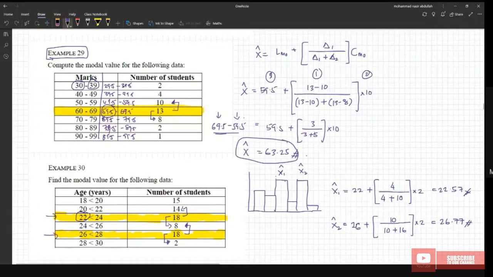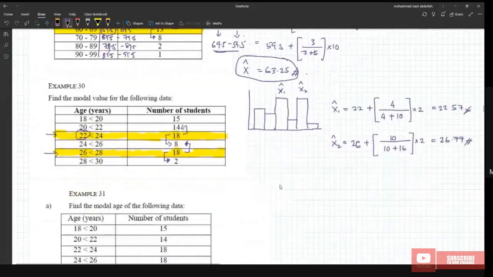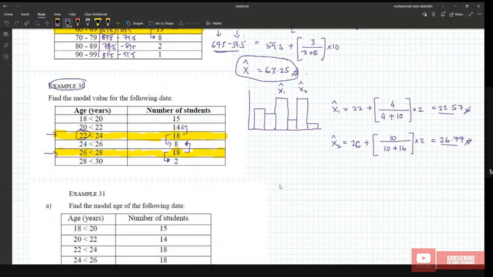Okay. And then for example number 30, the value should lie between 22 and 24 for the first mode. For the second mode, the value of mode should lie between 26 and 28. If you add 18 minus 14 equal to 4, and 18 minus 8 equal to 10. So 4 divided by 14 multiplied by 2 plus 22. It should be 22.57. Right?